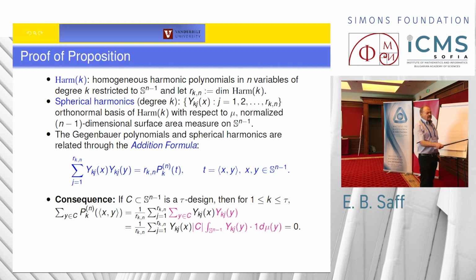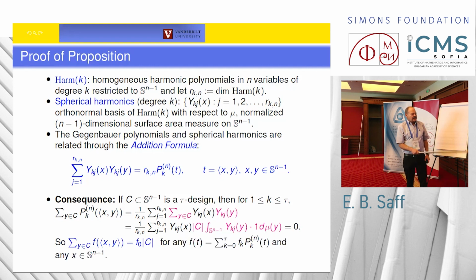So I know by the definition of a tau design that sum is the same as the cardinality of C times the integral of that polynomial over the sphere. Okay, but that integral of that polynomial over the sphere is the same as this integral times 1, right? And that's orthogonal. You have orthogonality, so that's 0. So this sum here is 0. Okay, we have that sum as 0.